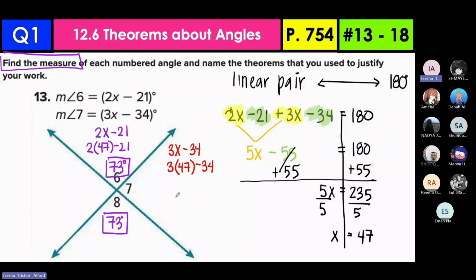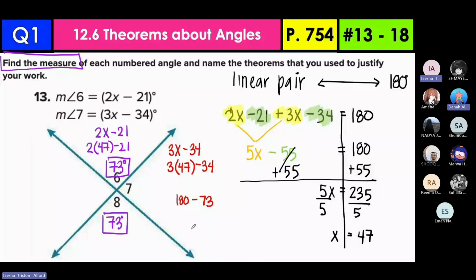It's a linear pair, you told me, yeah? 6 and 7 is a linear pair? Yes. 7 and 8 is a linear pair? Yes. Okay, so give me another way. Subtract 180 by 73, which equals 103.